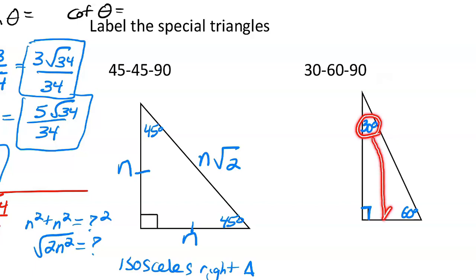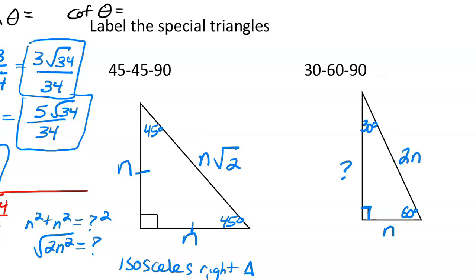So the side opposite of that is this side, opposite of the angle. The angle's looking towards that side. And we base everything off of that length, which we call length n. And if that side is n, then the hypotenuse is double that, 2n.